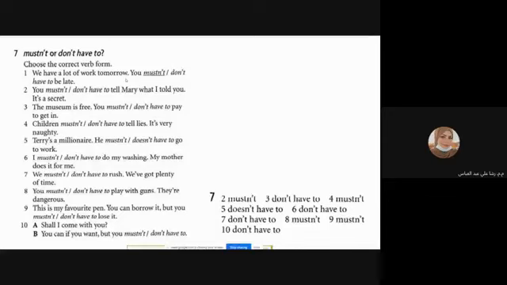8. You mustn't play with guns. They are dangerous. يجب أن لا تلعب بالبندقية أو بالمسدسات لأنها خطرة. 9. This is my favorite pen. You can borrow it, but you mustn't lose it. هذا هو قلمي المفضل، بإمكانك استعارته ولكن يجب أن لا تضيعه.